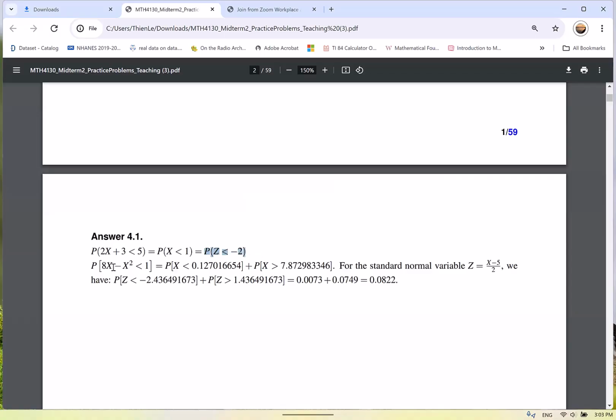Okay. Same thing for this problem. It's just a quadratic form, which means you have an x squared here. So you can solve this inequality, right? And then you can get either this direction or this direction. And again, here you can either directly calculate using the normal CDF function from your TI, or you can just translate it to the z-score. And if you do the calculation correctly, you can check this. The result will be 108.